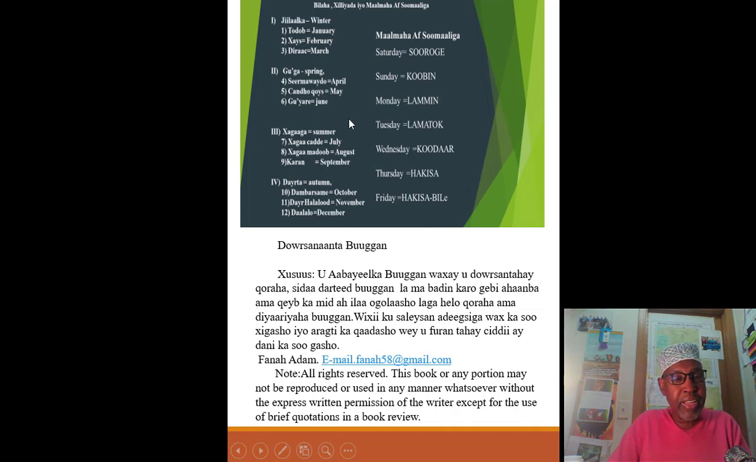Todop, Hayes, Dira, Sermawedo, and the Kois, Guyere, Haga Ade, Haga Madobe, Karan, Dambarsame, Deir Halalot, Dalalo. These are the 7 days of the week in Somali language. So you can say Soroge, Kobin, Lamin, lamatok kodar hakisa hakisa bile.